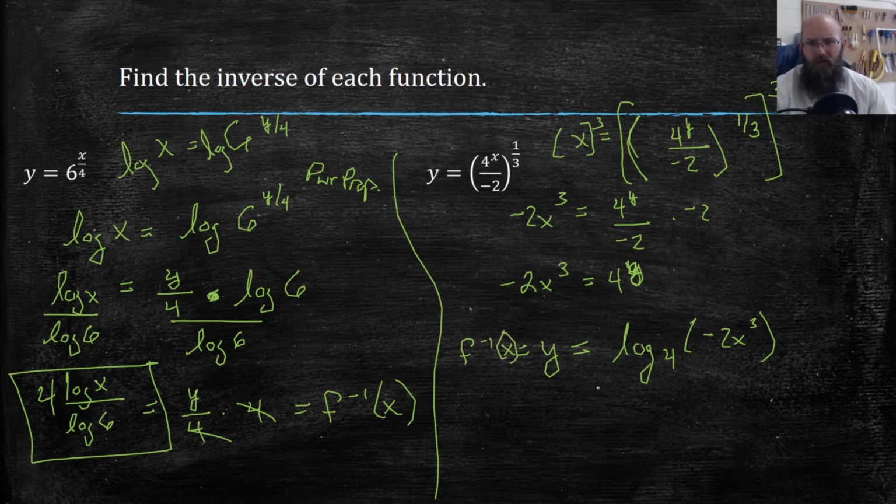We're on fire today. And again, let's find the domain of this now, the domain of our inverse function. So negative 2 X cubed must be greater than 0, because the stuff inside my log has to be bigger than 0. That's just the rules.